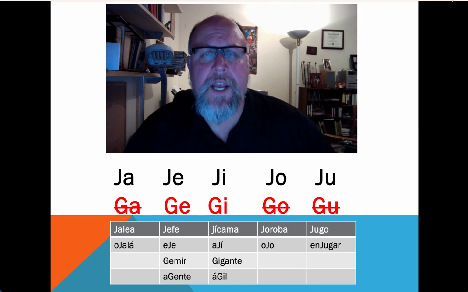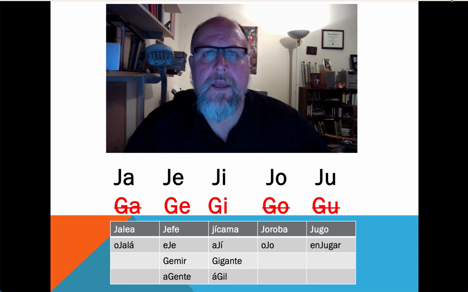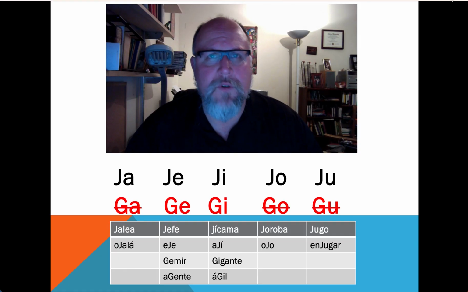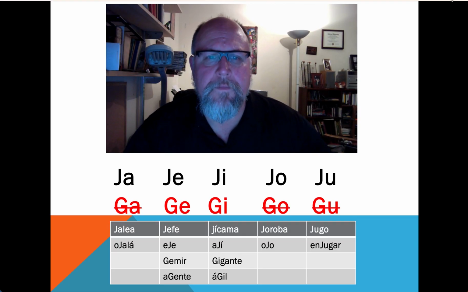The J in Spanish is pronounced like the H: ha, he, hi, ho, hu. Except the G with E and the G with I also make that same sound: he, hi. But GA is ga, GO is go, and GU is gu. So when it's paired with those, you can see them crossed out, then it has the hard G sound. Otherwise, these all have the same H sound.